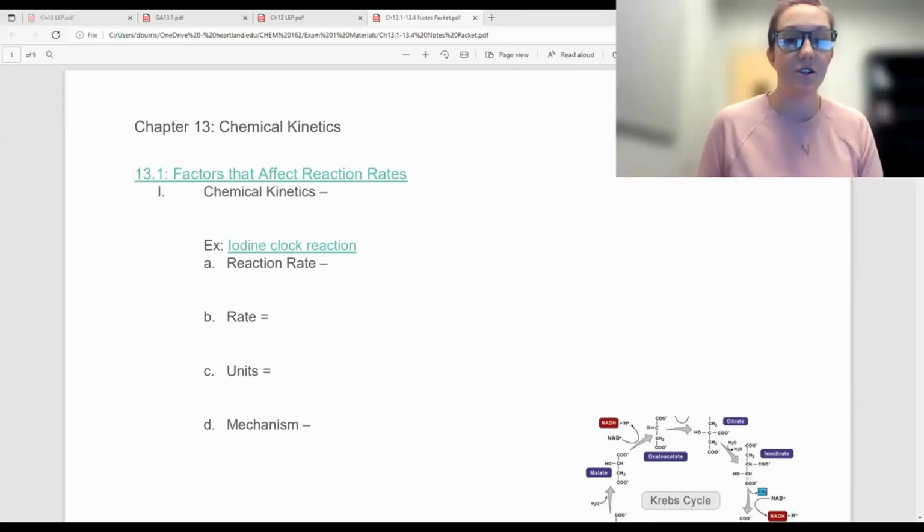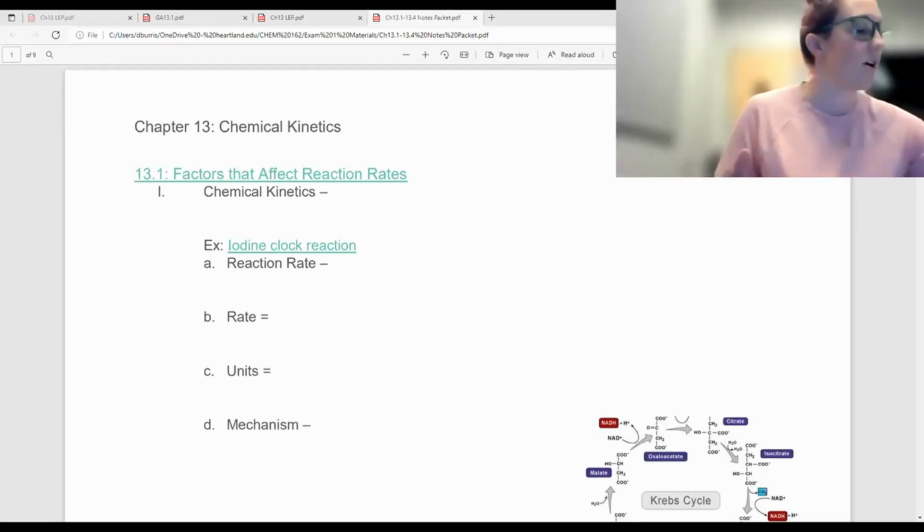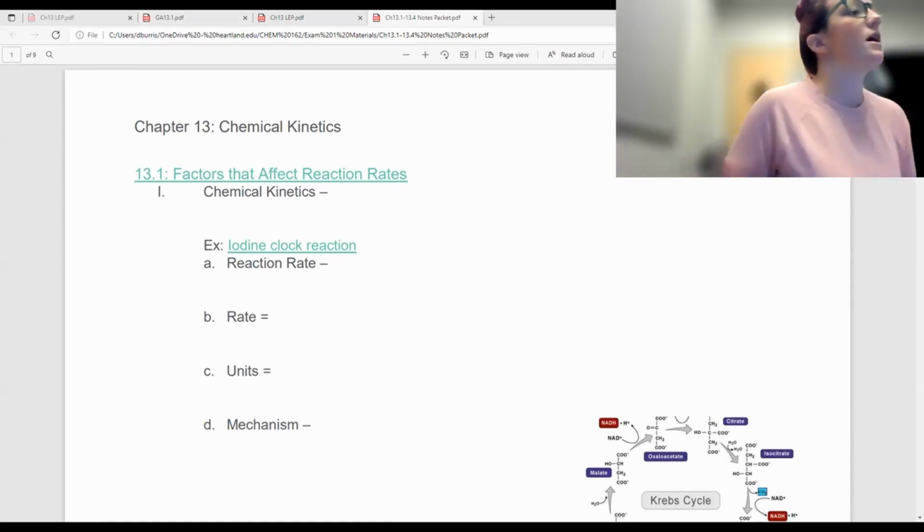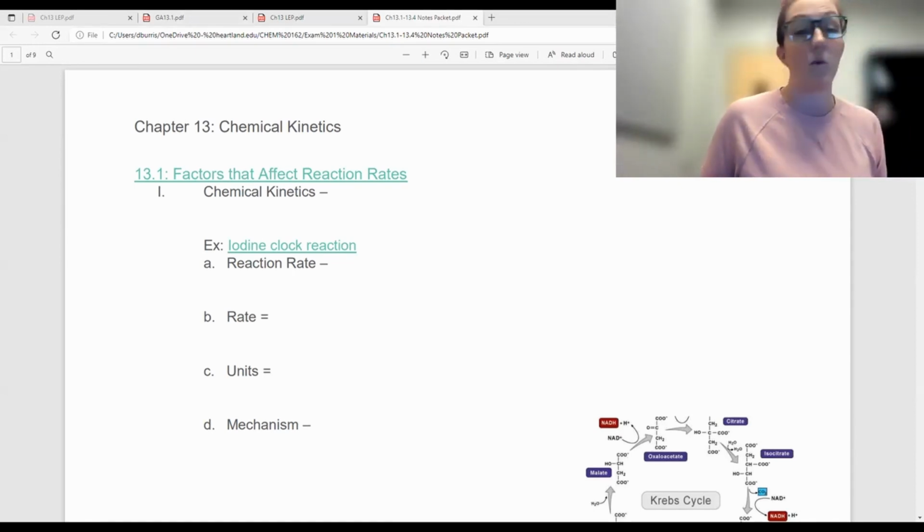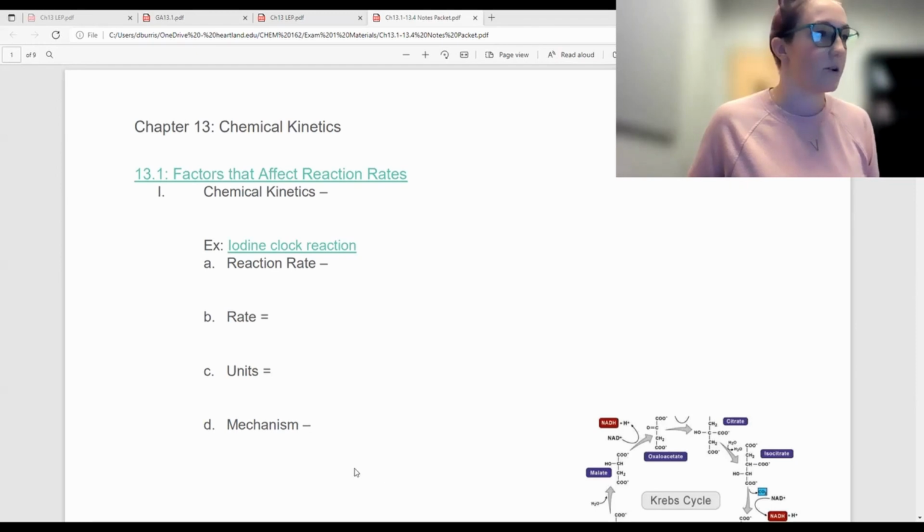Okay, this is the first lecture for kinetics. This is really the first half, or really two-thirds of this unit for chapter 13, and we are gonna jump in. So I'm gonna start with, what is chemical kinetics? That's what this chapter is on.